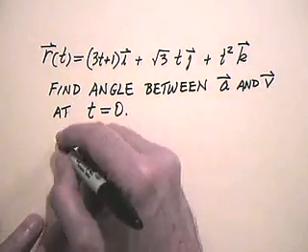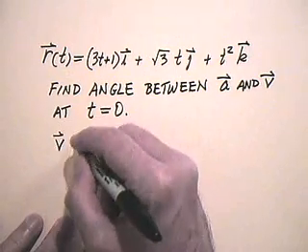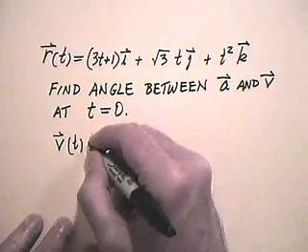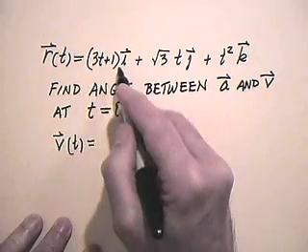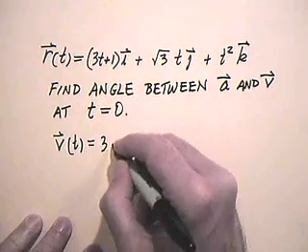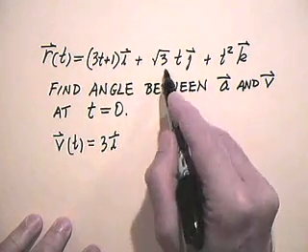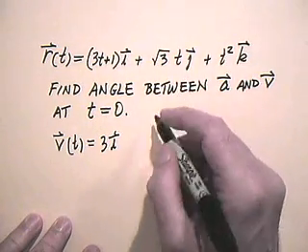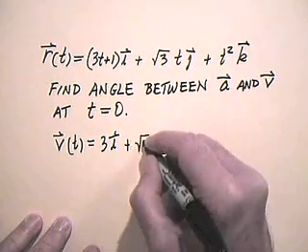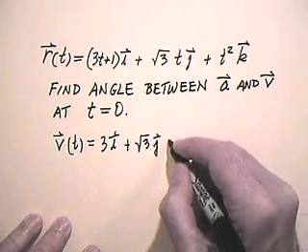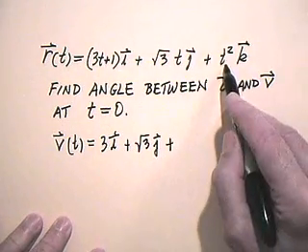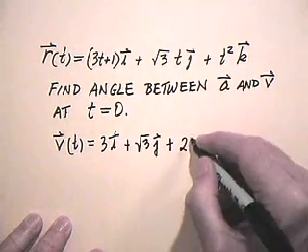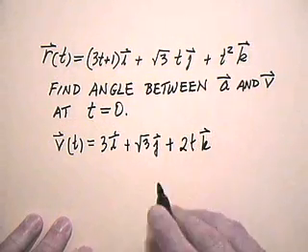So we begin by computing velocity by differentiating. Velocity at time t, derivative of the first component is simply 3, so we have 3i. Derivative of the second component, square root 3 t, will just be square root 3, so we have square root 3 j, plus the derivative of t squared is 2t, so the last component is 2t k.